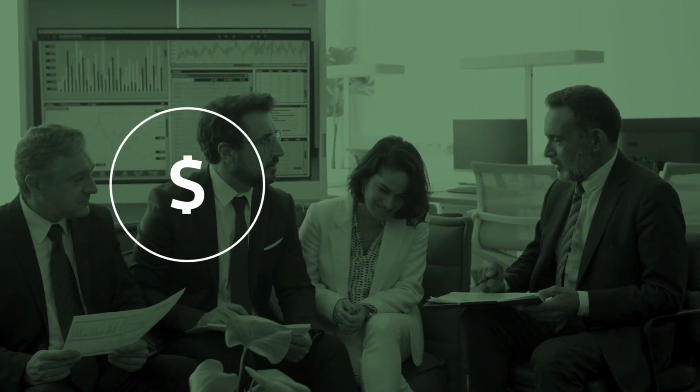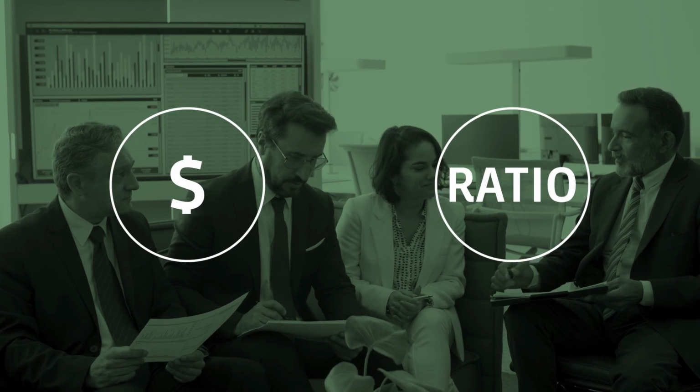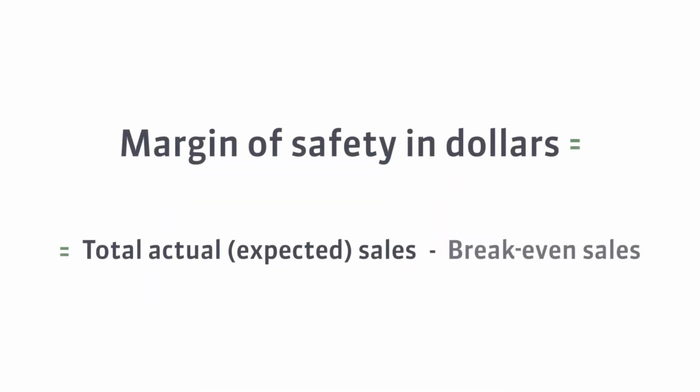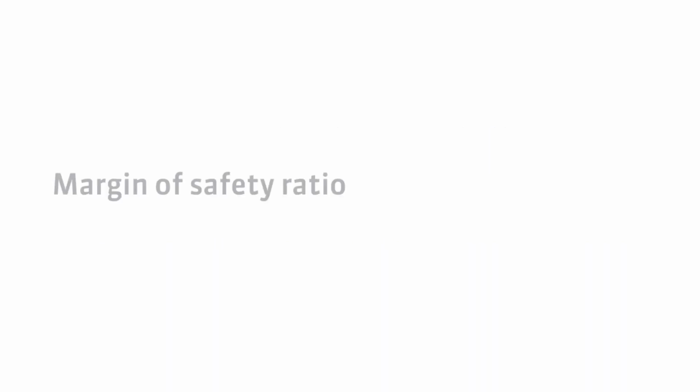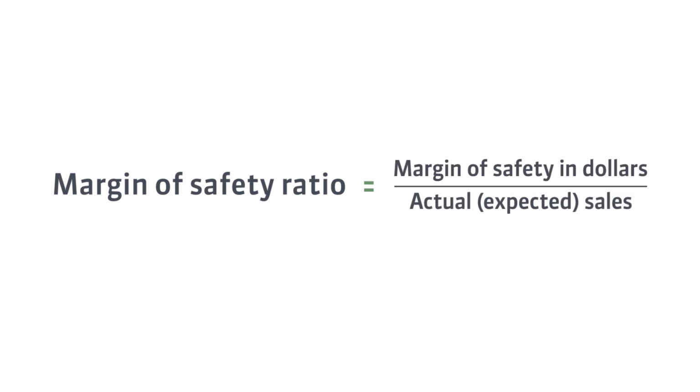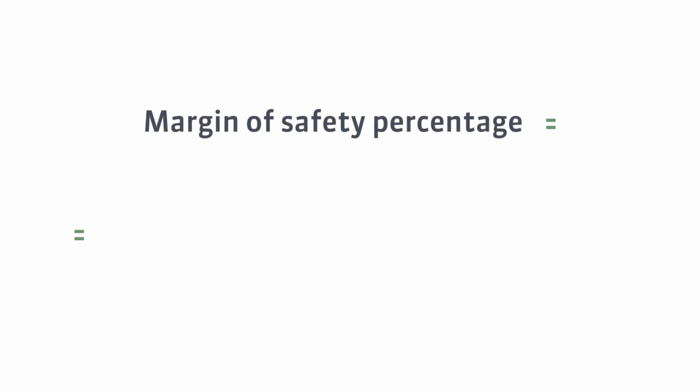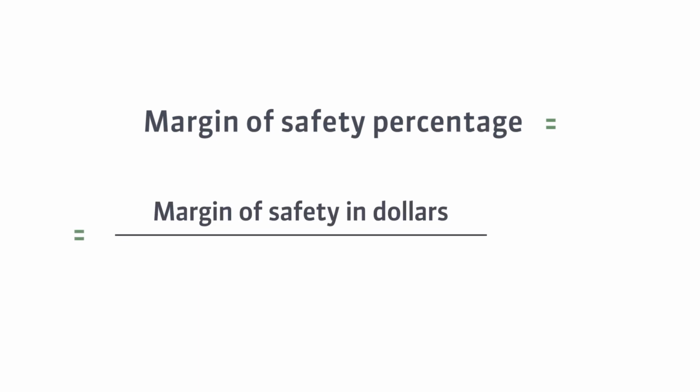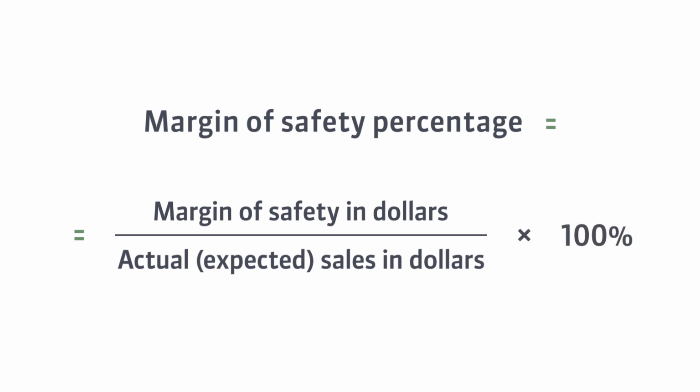The margin of safety is usually expressed in dollars or as a ratio. The formula for the margin of safety in dollars looks like this. As you can see, it is actual or expected sales minus break-even sales. The margin of safety ratio is the margin of safety in dollars divided by actual or expected sales. It can also be expressed in percent by dividing the margin of safety in dollars by total dollar sales.